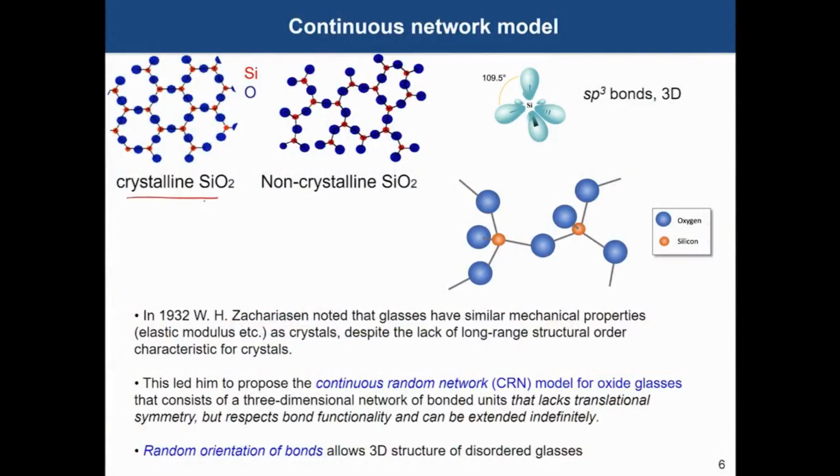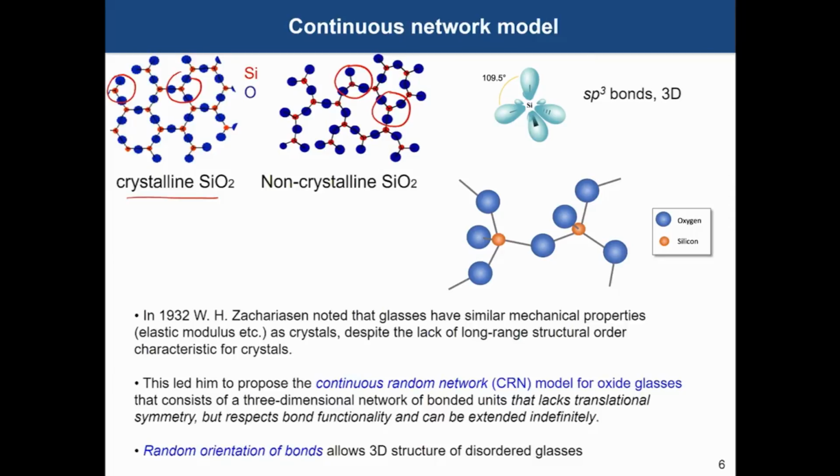Okay, so when we look at this in two-dimensional projection, this would be the crystalline SiO2. It simply tells that there are silicon and oxygen atoms. They're periodically arranged in space. And these individual units are almost randomly distributed in non-crystalline or amorphous SiO2.